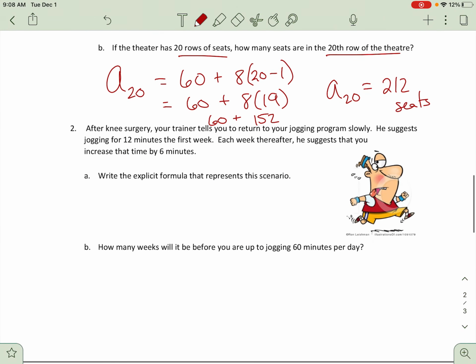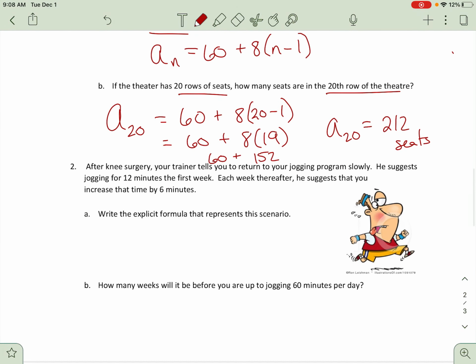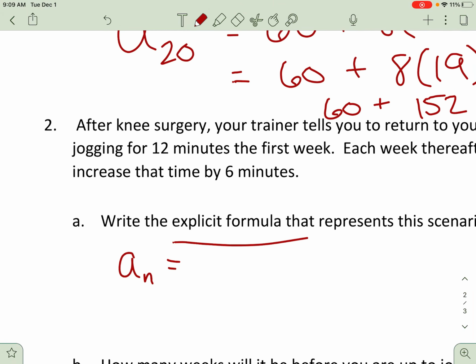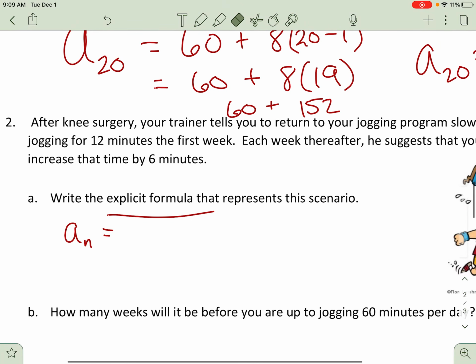Okay. After knee surgery, the trainer tells you to return to your jogging program slowly. He suggests jogging for 12 minutes the first week. Each week thereafter, he suggests that you increase that time by 6 minutes. Write the explicit formula for this scenario. See what I mean? We're going to write the explicit formula way more than the recursive. All right, so recursive or explicit, a sub n equals, or you could even do f of n. Either way, it doesn't matter. They mean the same thing.